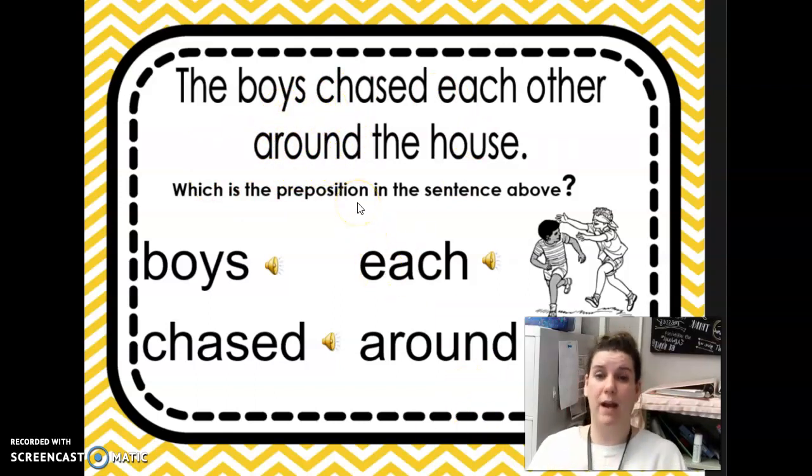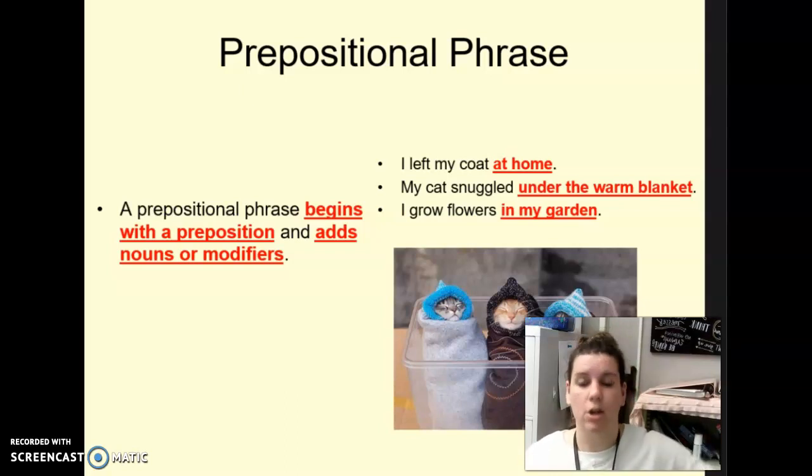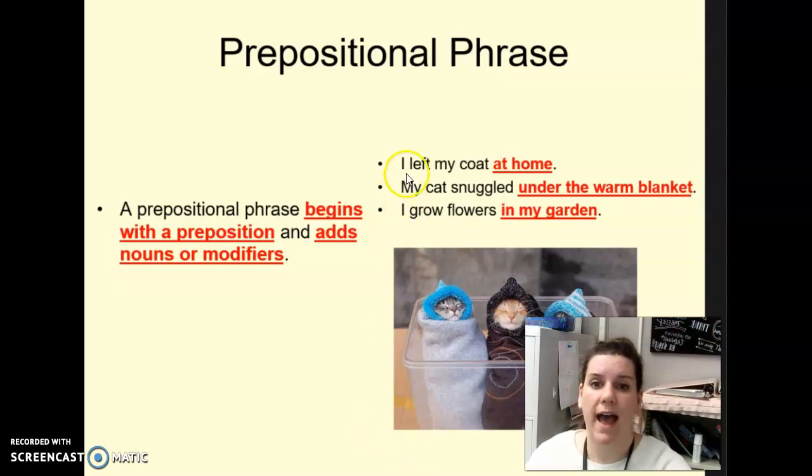So now that we know how to pick our prepositions, now we've got to look at the prepositional phrase. Your prepositional phrase is a phrase that begins with a preposition and adds nouns or modifiers after it. So for example, I left my coat at home. Your coat and home are your two things. At is your preposition. At home is a prepositional phrase.